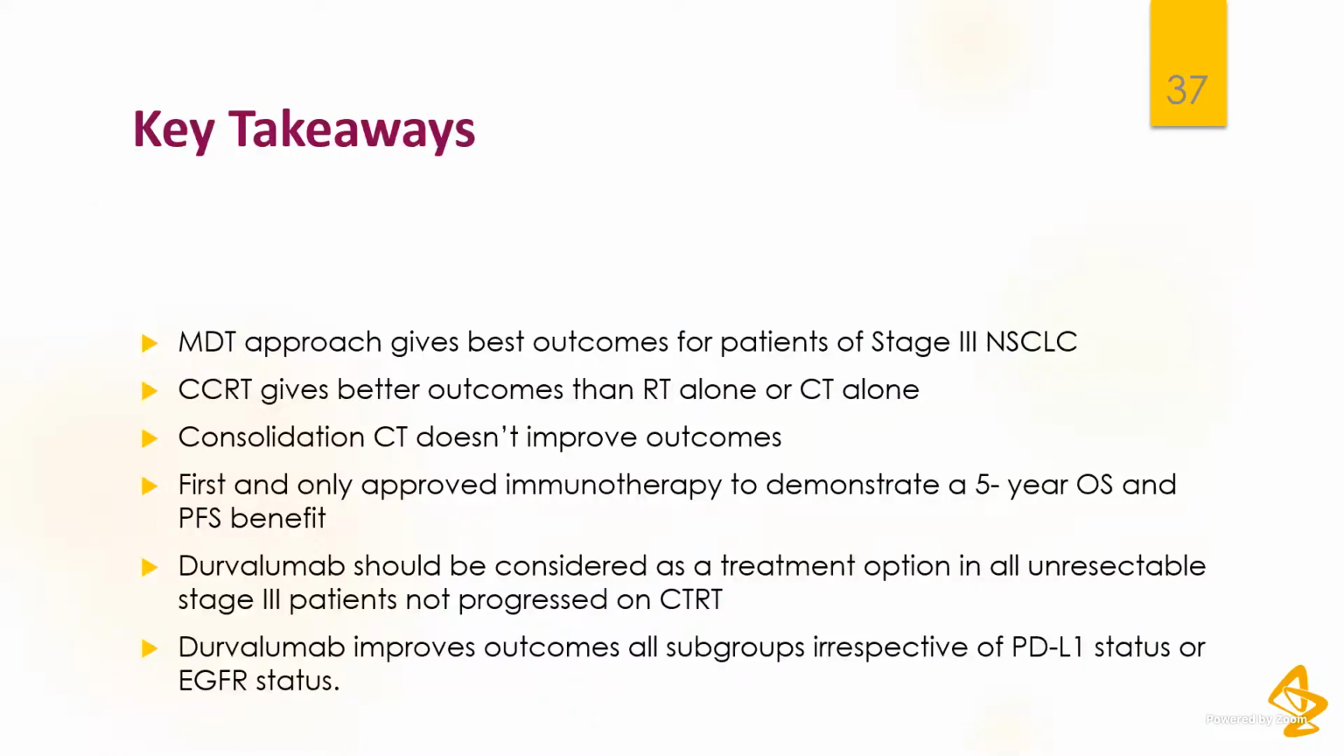Next slide. So a multidisciplinary approach gives the best outcomes for patients with stage 3 non-small cell lung cancer. Chemoradiotherapy gives better outcomes than RT alone or chemotherapy alone. Consolidation chemotherapy does not improve outcomes. Durvalumab is the first and only approved immunotherapy to demonstrate a 5-year OS and PFS benefit. Durvalumab should be considered as a standard treatment option in all unresectable stage 3 patients who have not progressed on chemoradiotherapy, and it improves outcomes of all subgroups irrespective of the PD-L1 status or the EGFR status.